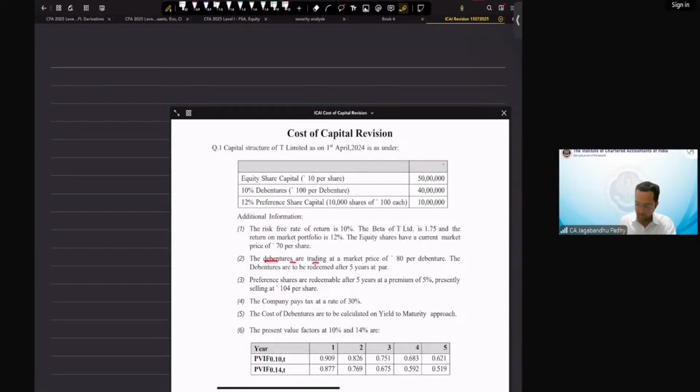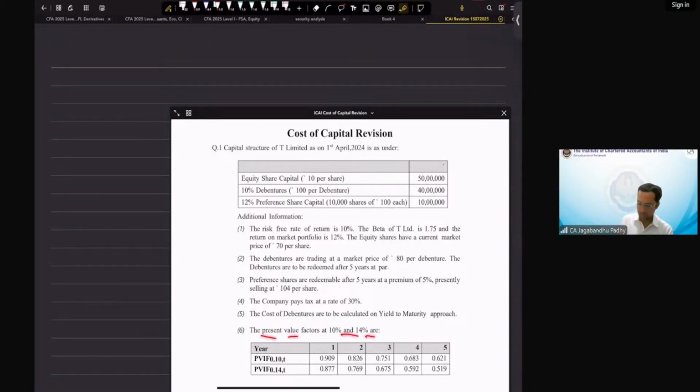The debentures are trading at a market price of 80 and they have to be redeemed after 5 years at par. Preference shares are redeemable after 5 years at a premium of 5% and they're currently trading at 104. The company pays tax at a rate of 30%. An important part they have given us is to calculate the cost of debentures using the yield to maturity approach, which is also called the IRR approach.